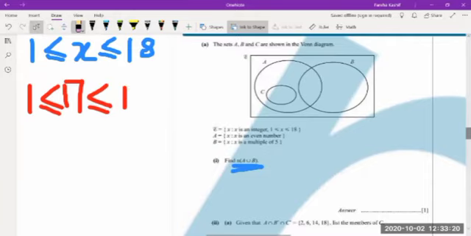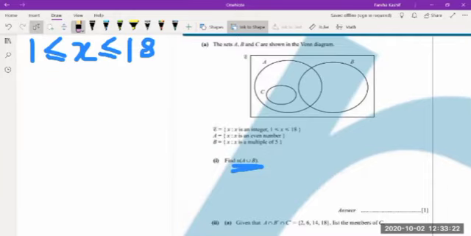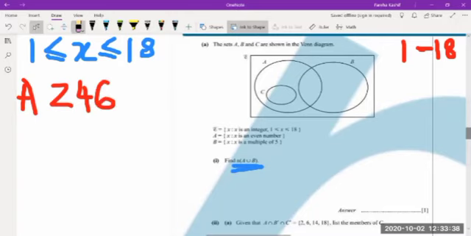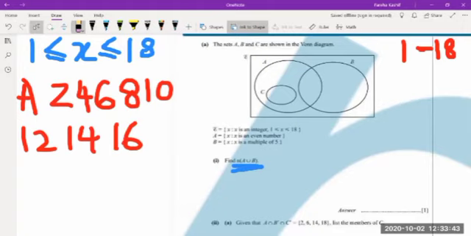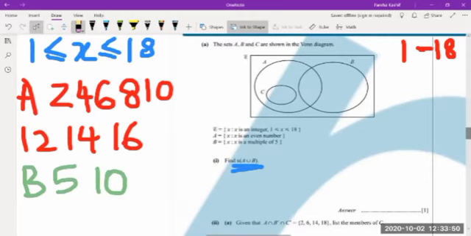So what do the values in the universal set become? Everything from 1 to 18 is part of the universal set. Now let's have a look at A. A says even numbers. So the even numbers are 2, 4, 6, 8, 10, 12, 14, 16. And what does B say? B says a multiple of 5. And what are the multiples of 5 over here? 5, 10, and 15 only.